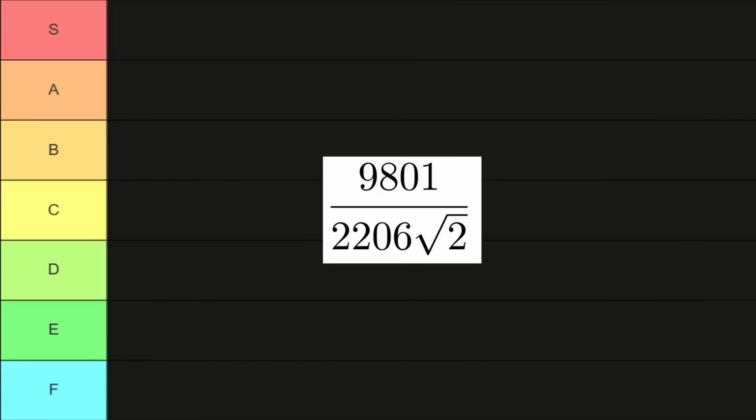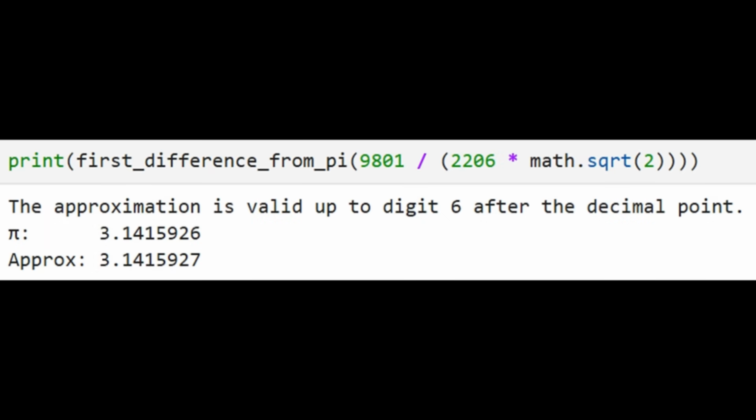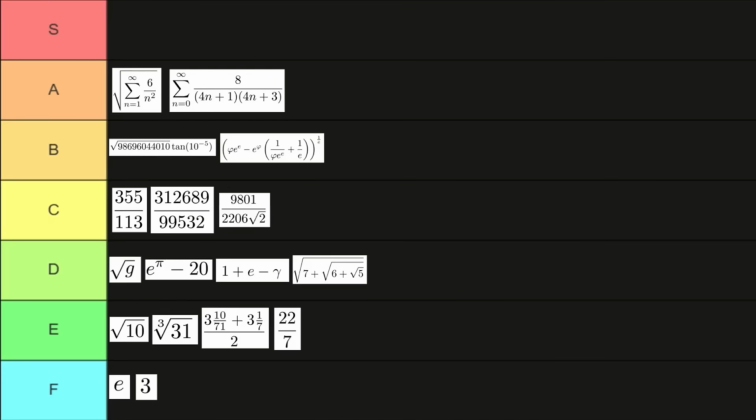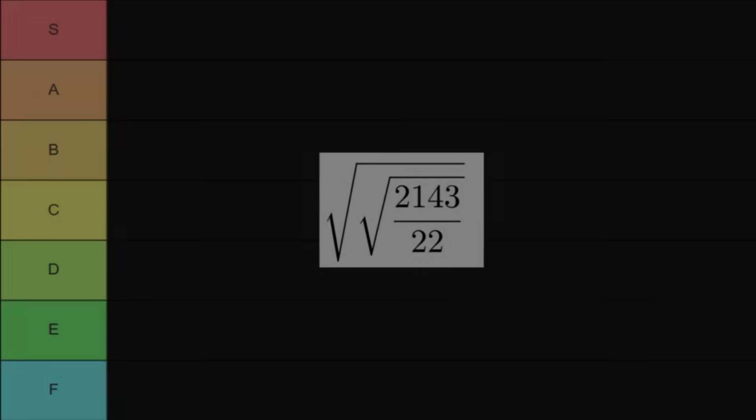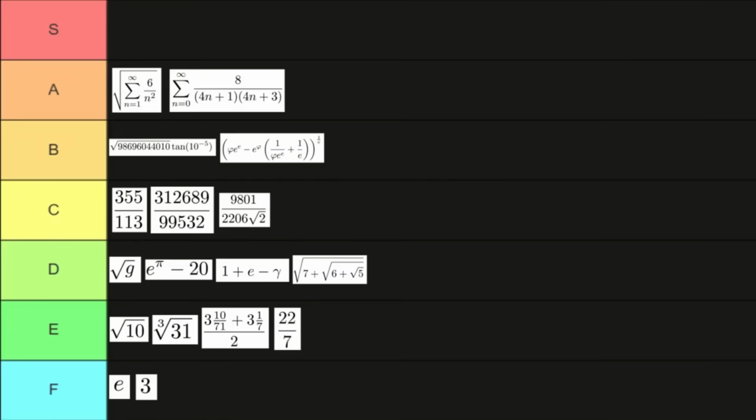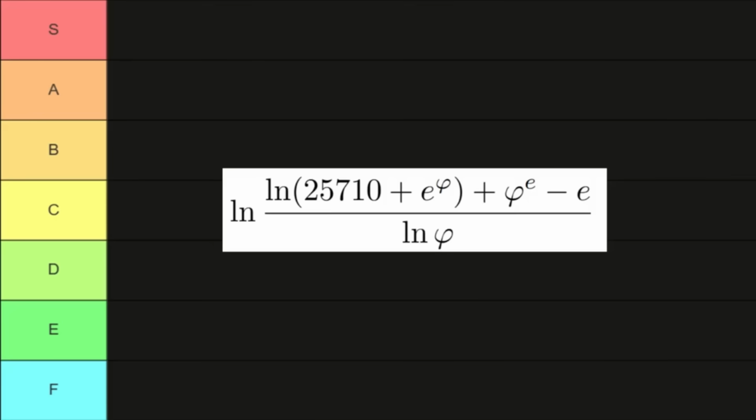This expression is actually the first term in an infinite series developed by Ramanujan. And it approximates pi quite well on its own. C tier. Of course, this is really just a fourth root, but writing it as a nested radical makes it look pretty cool, and 8 digits is impressive. C tier. Once again, we have an expression with E and phi all over the place.